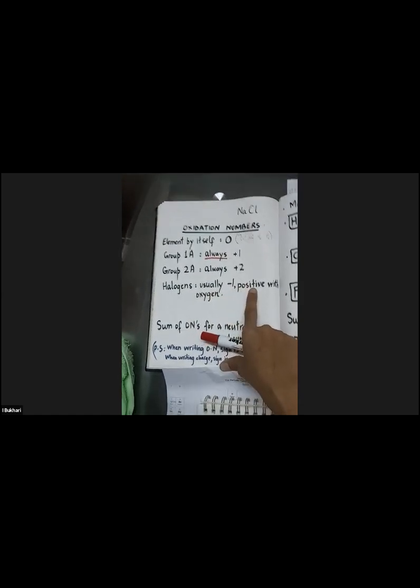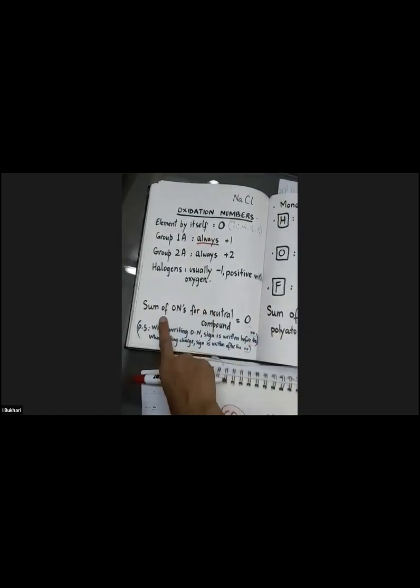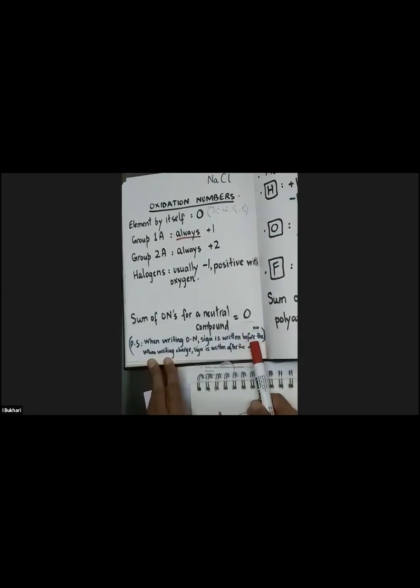Okay, so this is what I mean when I am explaining this rule, that halogens are usually -1, but they are positive with oxygen. So here, chlorine was +1 with oxygen. Then if it's a neutral compound, the sum of all the oxidation states should be 0. Another rule that I want you to pay attention to is that when writing oxidation numbers, the sign is always written before the number. When writing charge, the sign is written after the number.